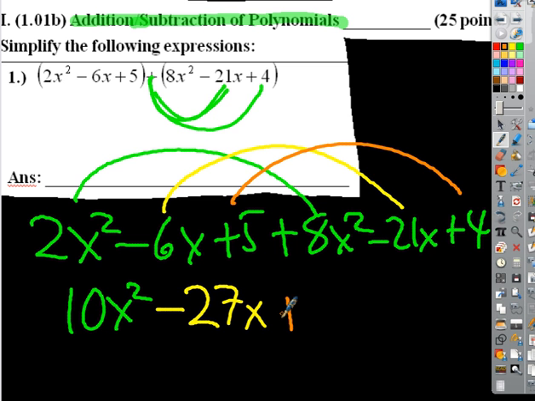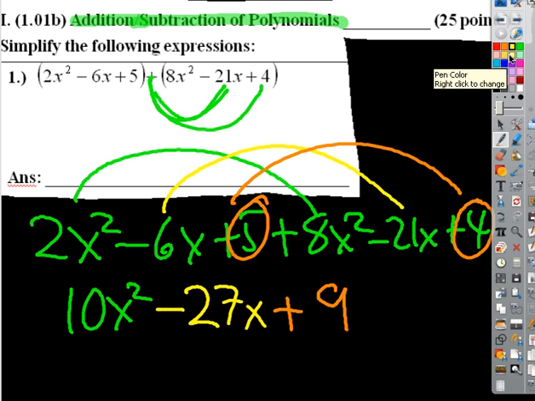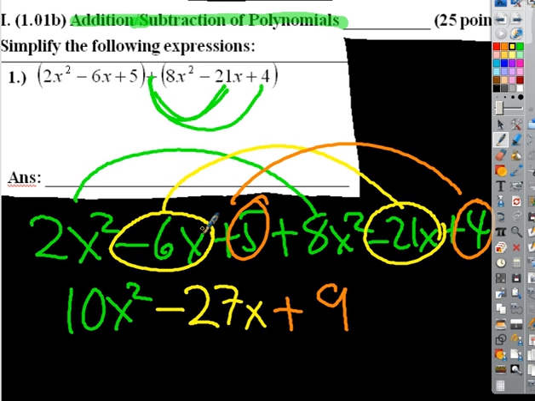5 and 4 is 9. So my constants added to 9, right? My x terms added to negative 27, and my x squared terms added to 10. Okay? So I tried to match those up by color. Hopefully that's helpful and not too many lines.